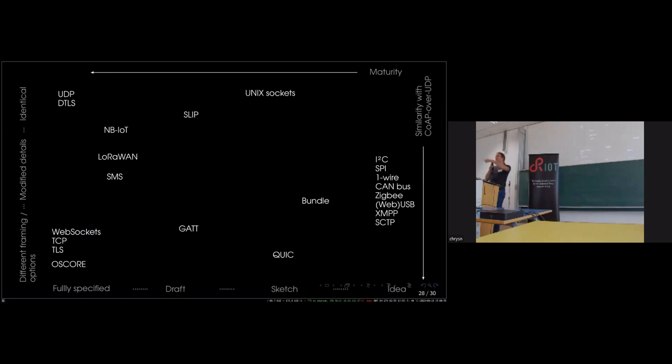LoRaWAN. Okay, LoRaWAN, first thing quick. LoRaWAN is something that is part of the end-to-end specification. They largely use CoAP as it is over UDP, with all the header fields in the same way as they are specified for UDP, but they have a few extra semantics baked in for empty requests, because they are handled by some part of the network infrastructure.